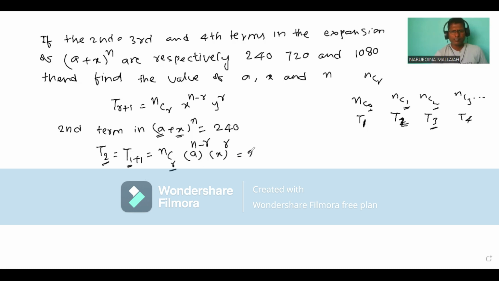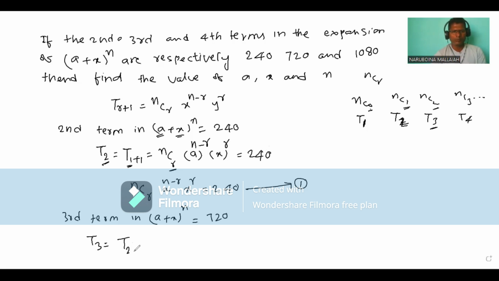So this is given equal to 240. Now I am just writing nCr a^(n-r) x^r, that is equal to 240. Say this is equation 1. In the same way, let us take another condition. The third term in (a + x)^n is 720. The third term is T3, written as T(2+1). The r value is 2 here.